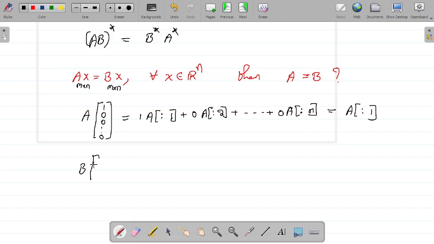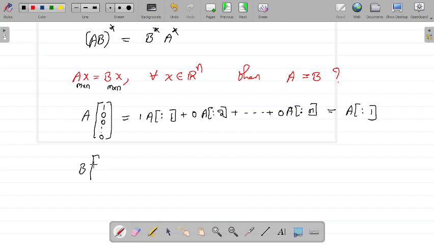Okay. So I'm going to denote this guy as E1. In E1, the first entry is 1 and the rest of the entries are 0 in that column matrix. So A into E1 is same as B into E1. So from this, I can say that the first column of A is same as the first column of B. And similarly, you can prove that the kth column of A will be same as the kth column of B.